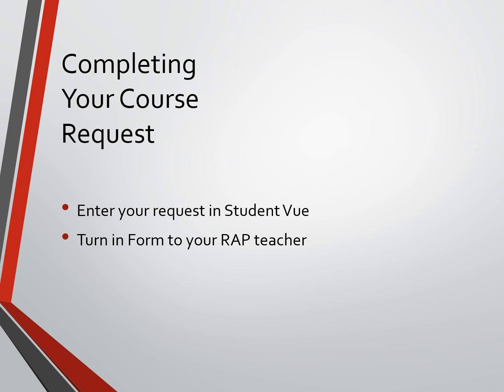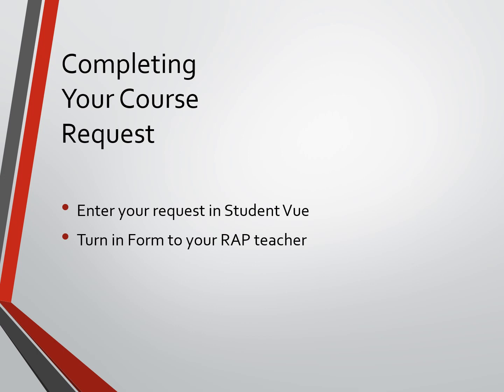After you've completed your form and gotten any necessary teacher initials, review your selections with your parent or guardian and get them to sign your form, and then enter your requests online in Student View. Your RAP teacher has a printout of your Student View login information if you do not have it. On the back of your course request form are instructions to help you. Here are some important things to remember.